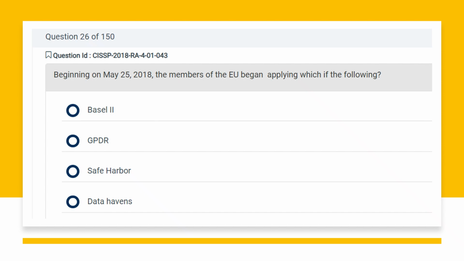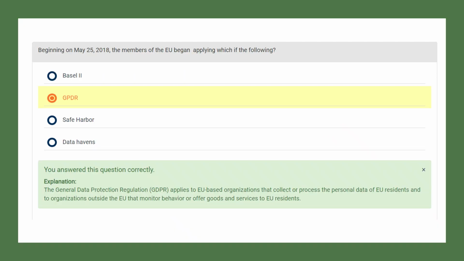Basel II, GDPR, Safe Harbor, or data havens? The correct answer is the GDPR. The General Data Protection Regulation, or GDPR, applies to EU-based organizations that collect or process the personal data of EU residents, and to organizations outside the EU that monitor behavior or offer goods and services to EU residents.